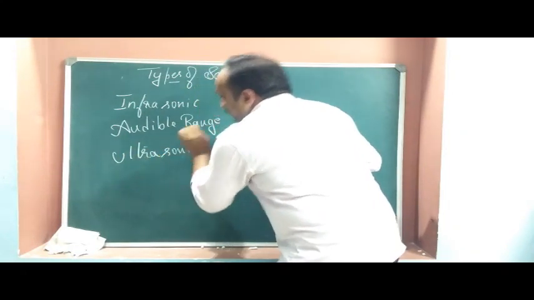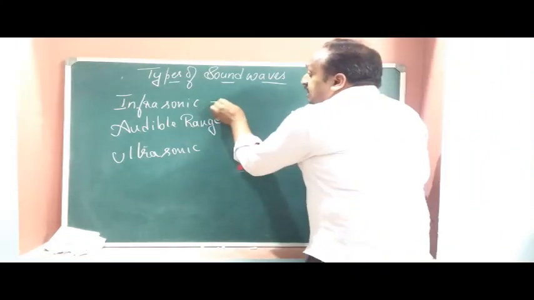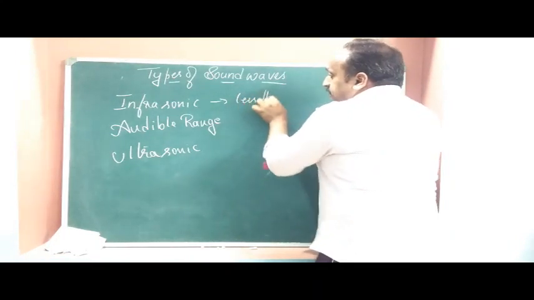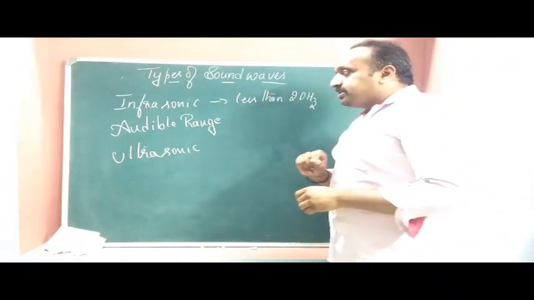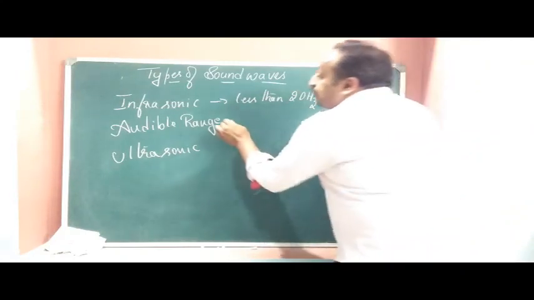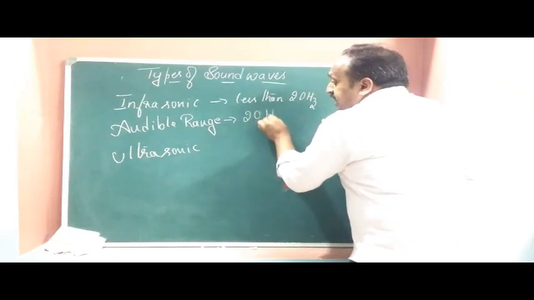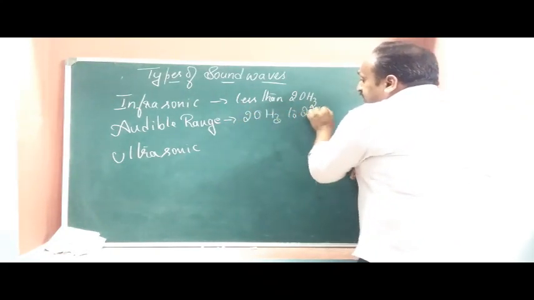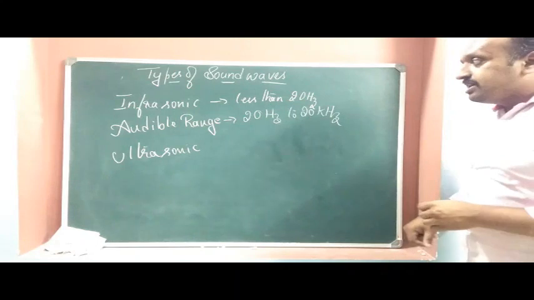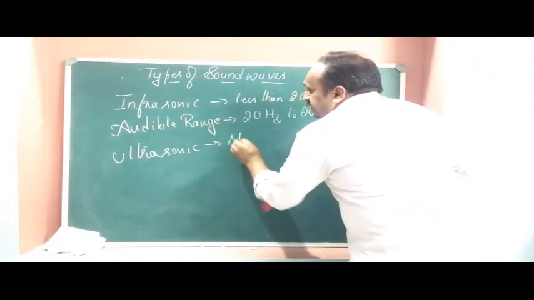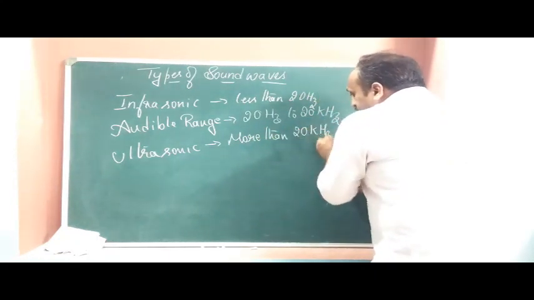If the sound wave has a frequency less than 20 Hertz, that comes under infrasonics. If the frequency of the sound wave lies between 20 Hertz to 20 kilohertz, that comes under the audible range, and ultrasonic is more than 20 kilohertz.